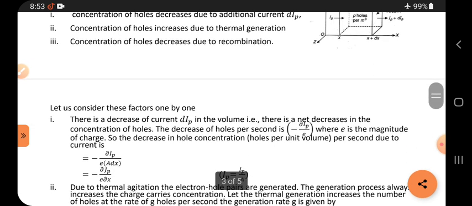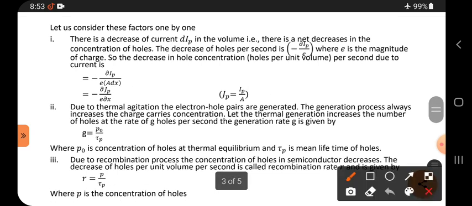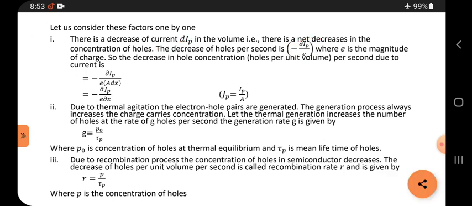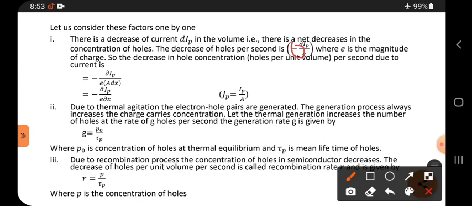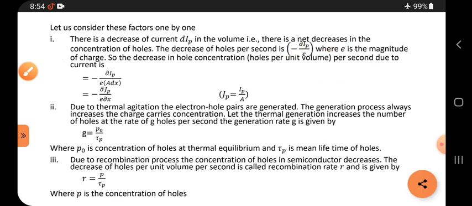Next, let us see the above factors in derivation form. Let us consider the factors one by one. First, there is a decrease due to the current dIp in the volume, that is, a net decrease in the concentration of holes. The decrease of holes per second is denoted by a minus sign, minus dIp by e, where e is the magnitude of charge. If it is an electron, it is the magnitude of the electron charge; if it is a hole, it is the magnitude of the hole charge.